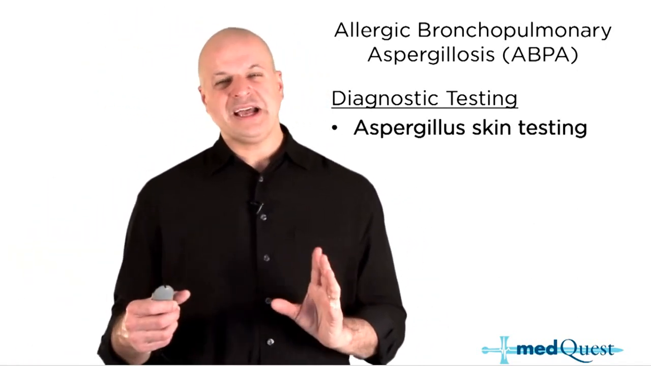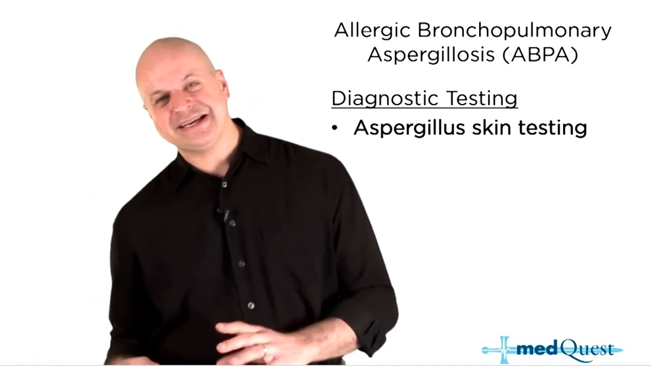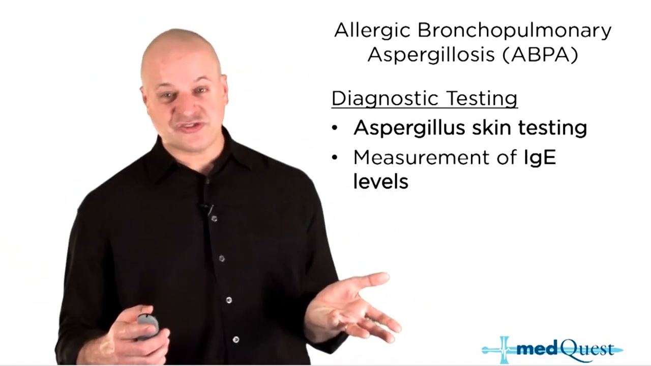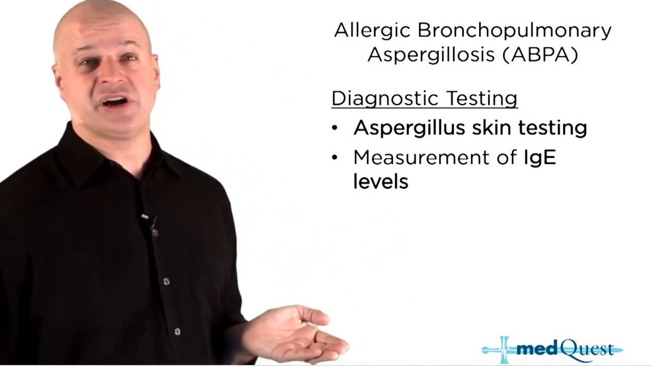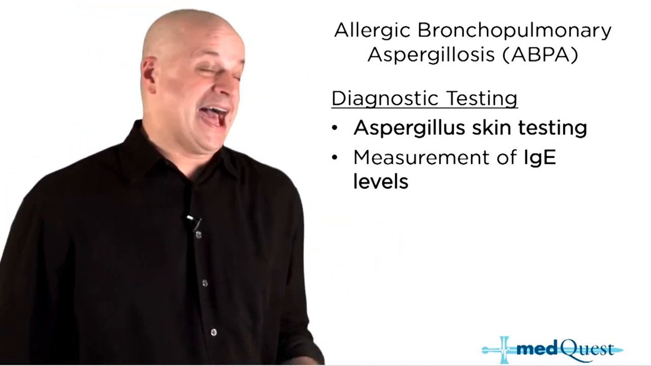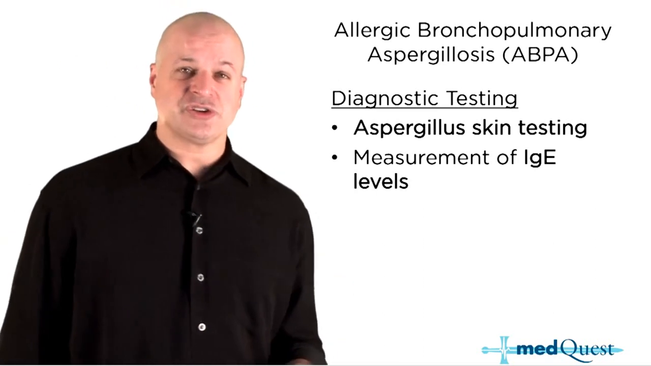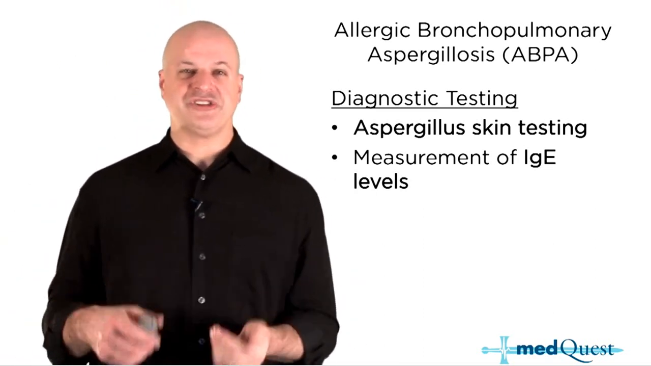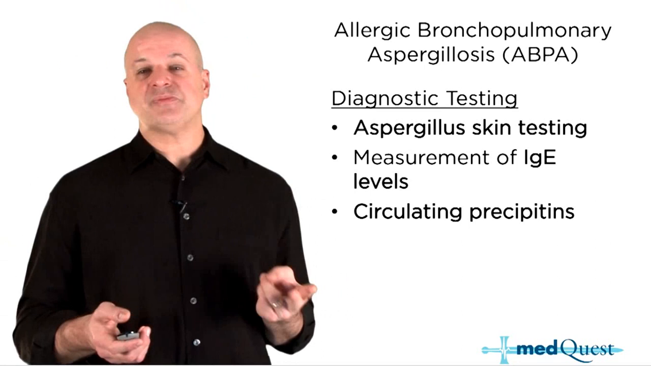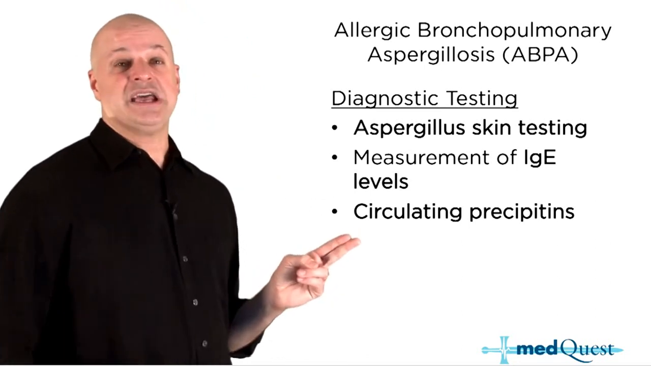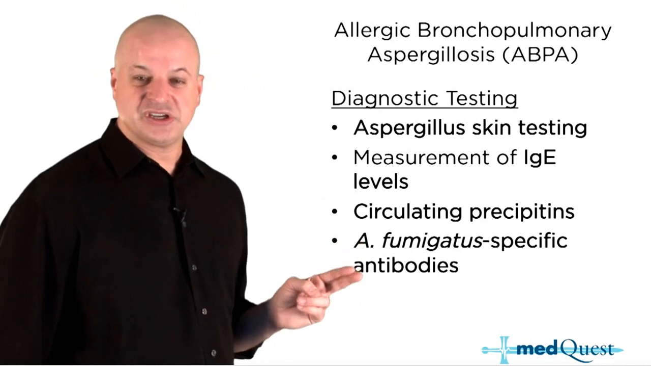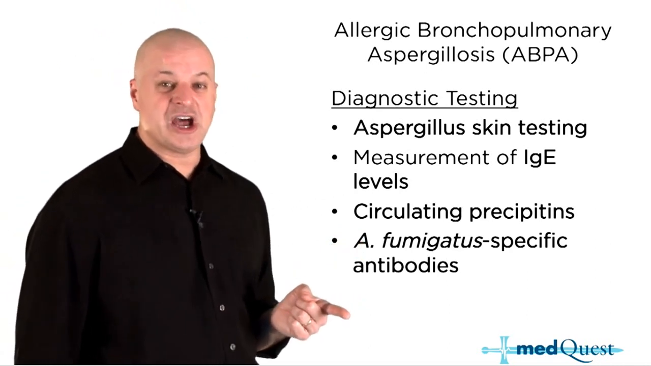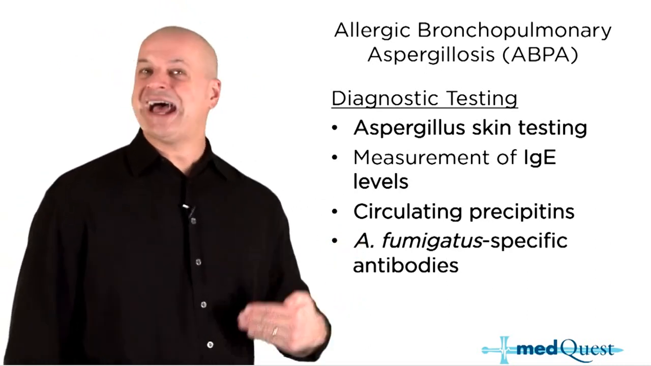Now, Aspergillus skin testing is okay, it's fair, but I hate to tell you this, there's not going to be one test only for allergic bronchopulmonary aspergillosis. I wish there was, but there's not. We have IgE levels, Aspergillus skin testing, and here's one of my favorite ones, circulating Aspergillus precipitins. If there was one test, I'd tell it to you.